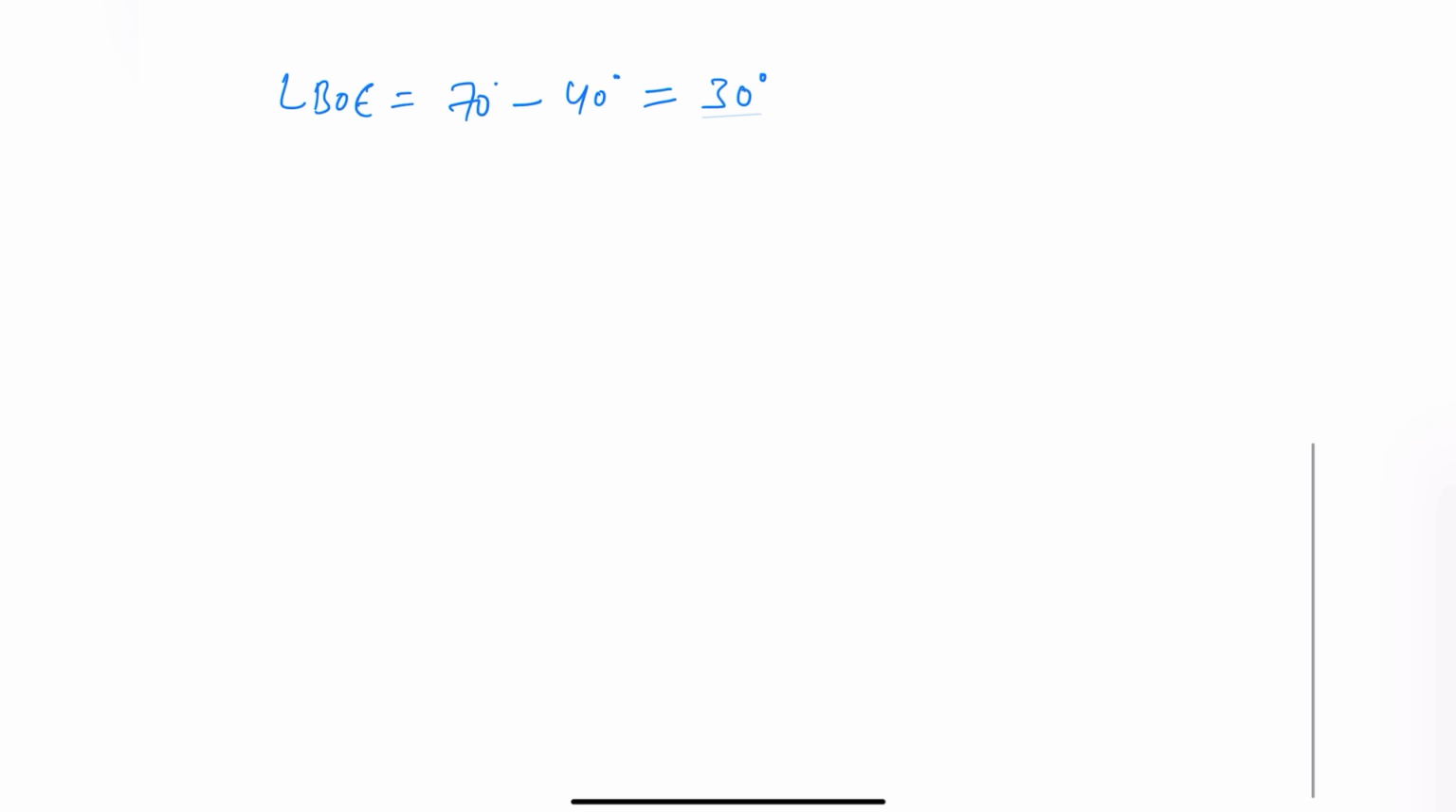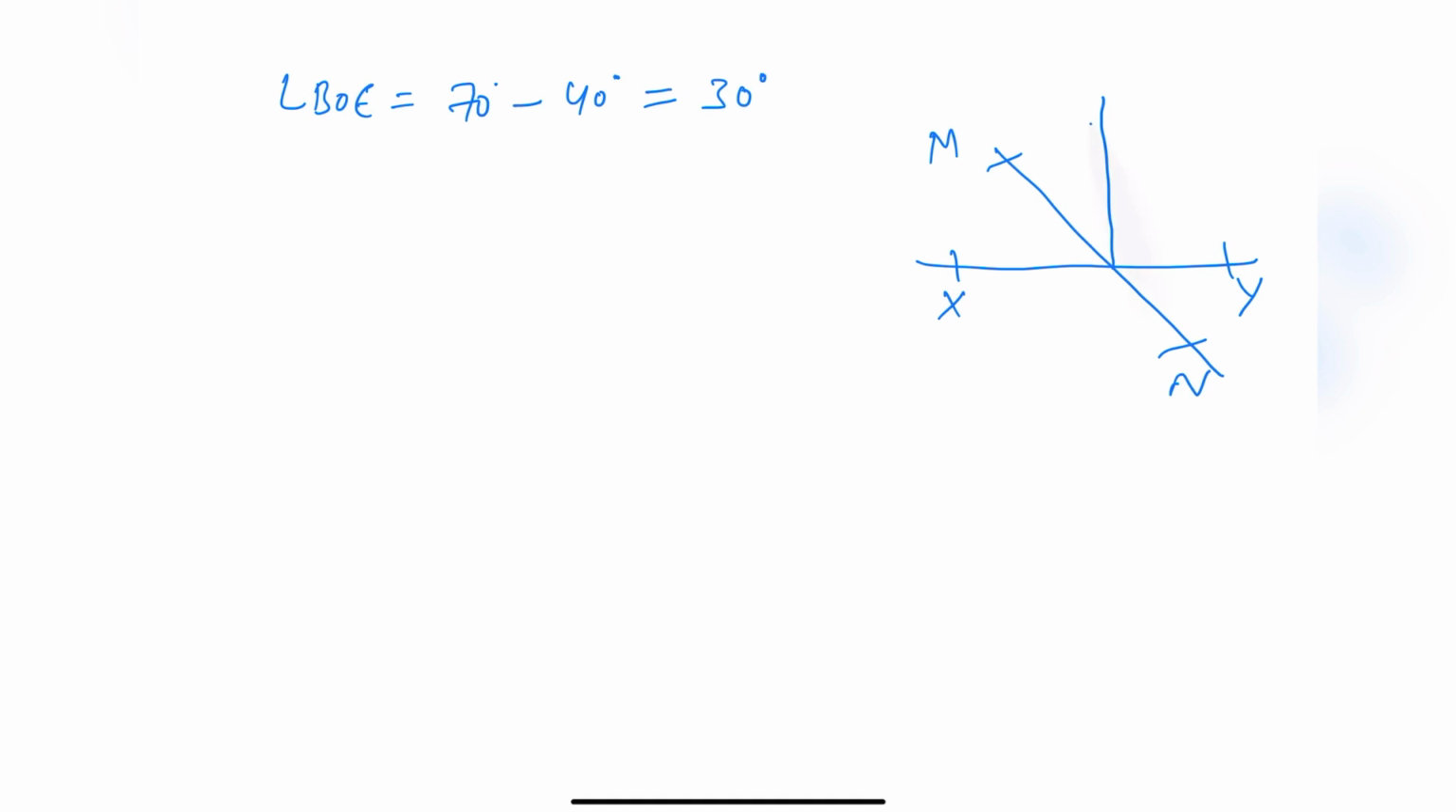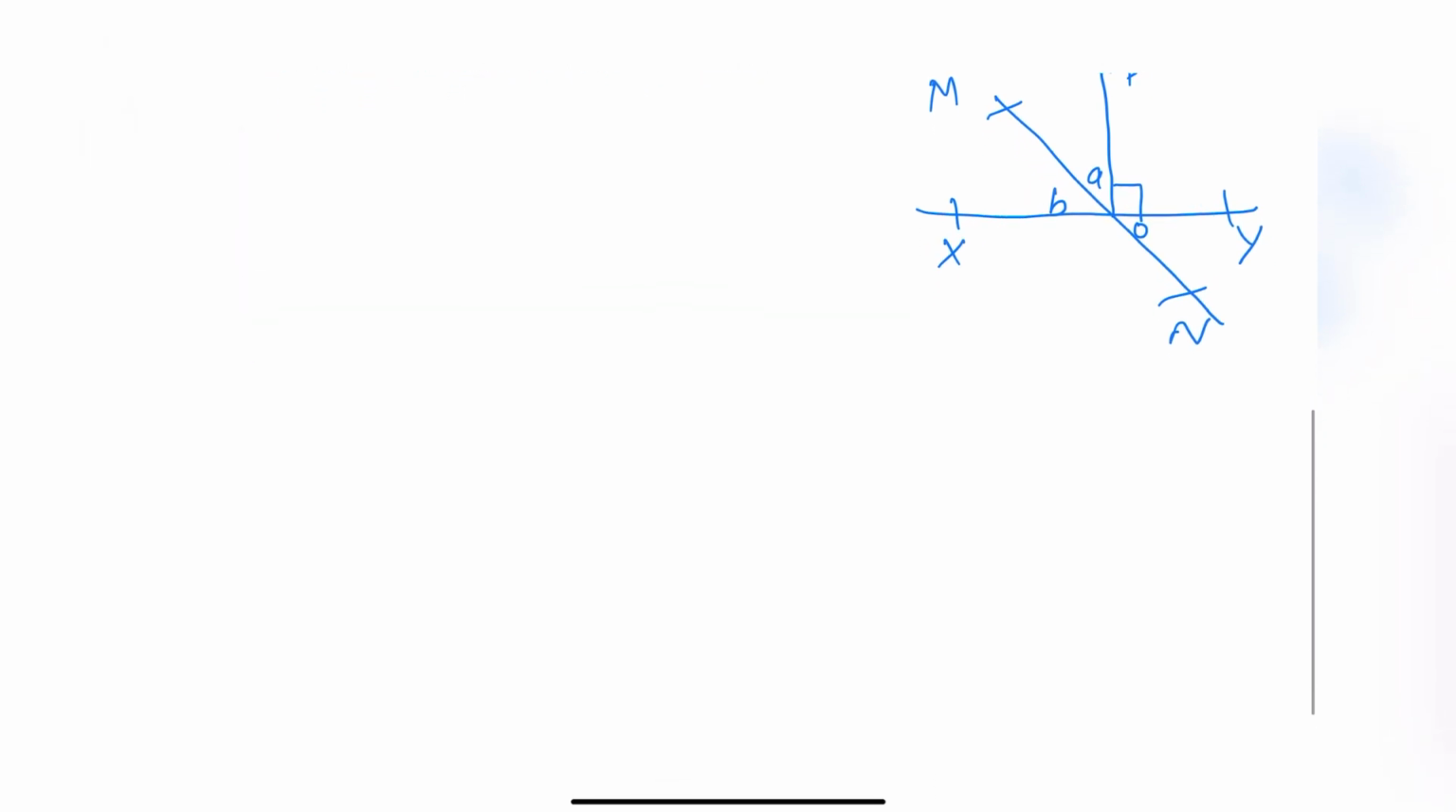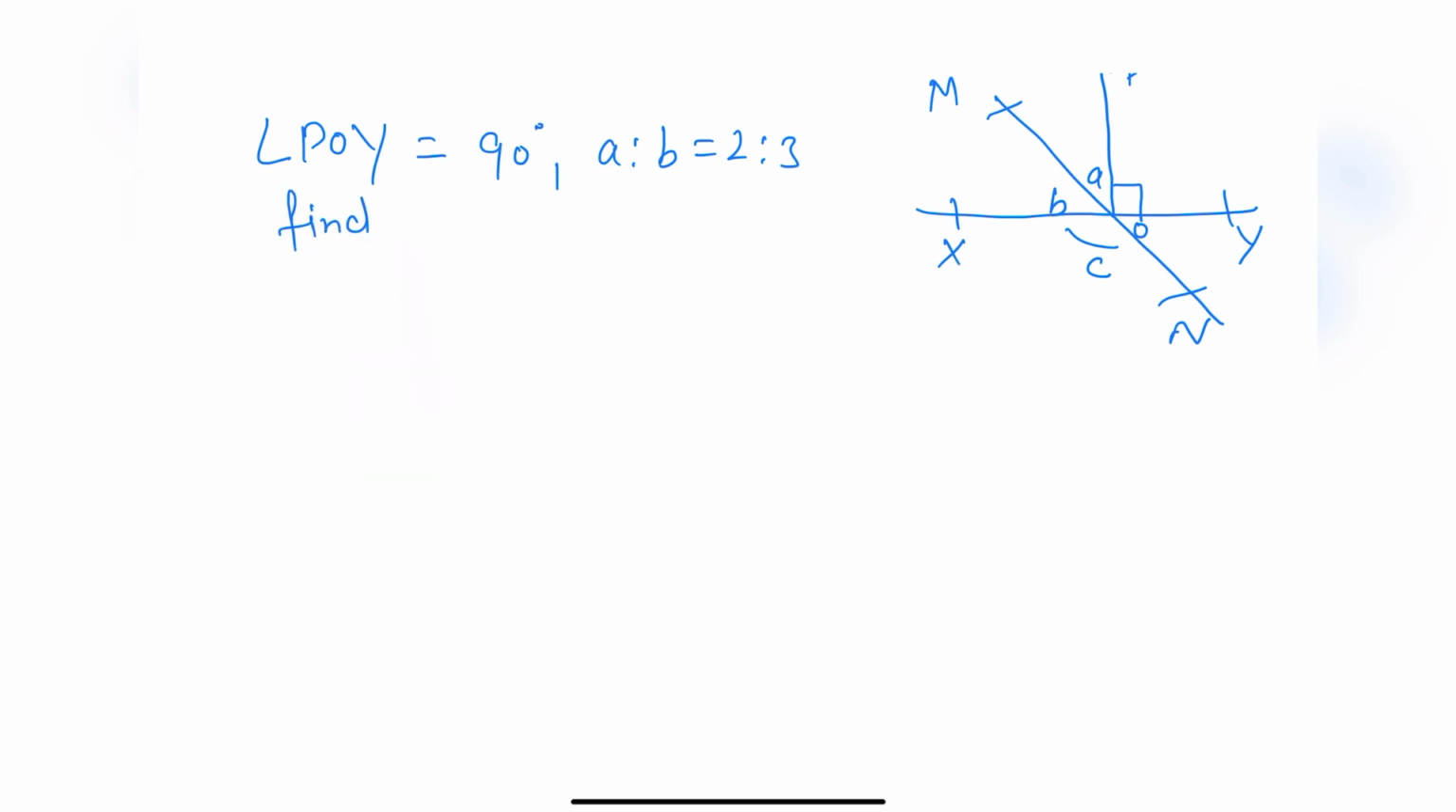Our next question is, we have been given a figure. This line is XY, this is MN, this is point P, this is O, this is 90 degrees, and this is A and B. We are given angle POY is equal to 90 degrees, and A ratio B is equal to 2 ratio 3. This is C. We need to find C.